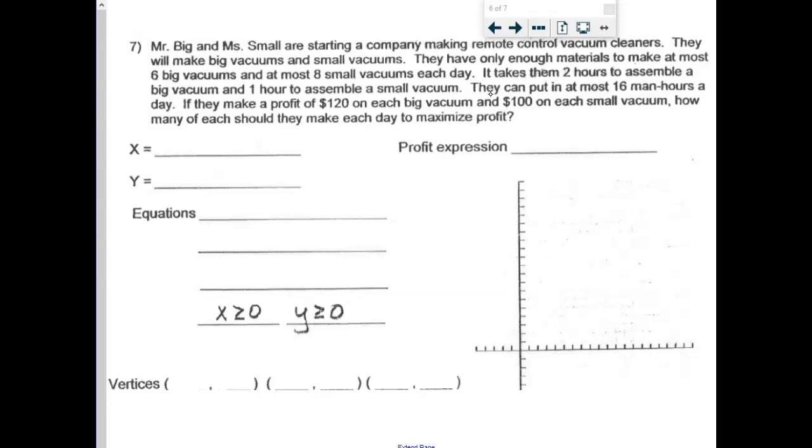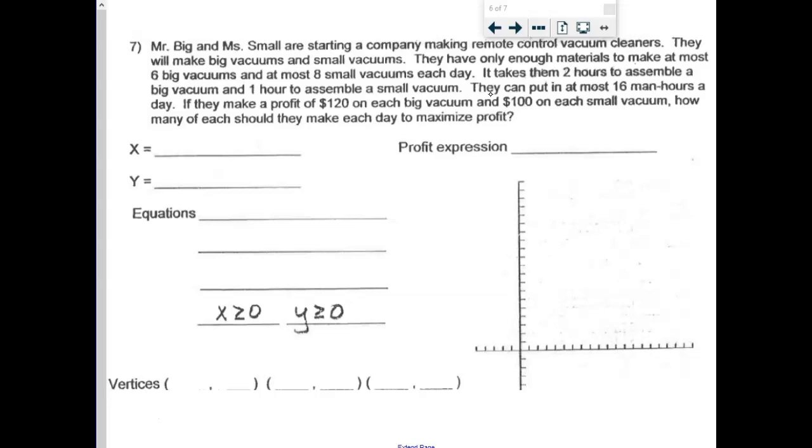Okay, they will make big vacuums and small vacuums. Remote control vacuums. Okay, they only have materials to make at most 6 big vacuums and at most 8 small vacuums each day. And it takes them 2 hours to assemble a big vacuum and 1 hour to assemble a small vacuum. And they only have up to 16 man hours to put in.